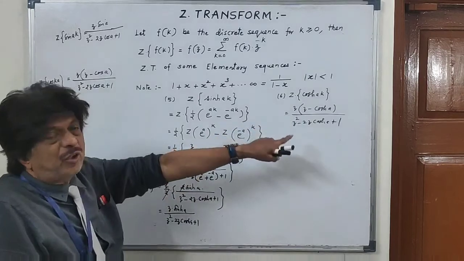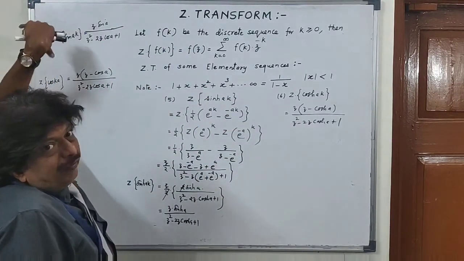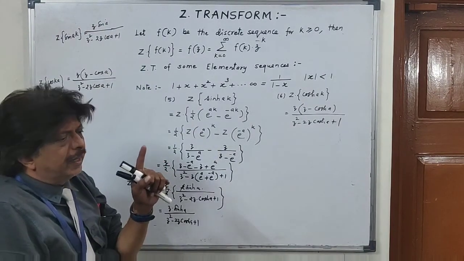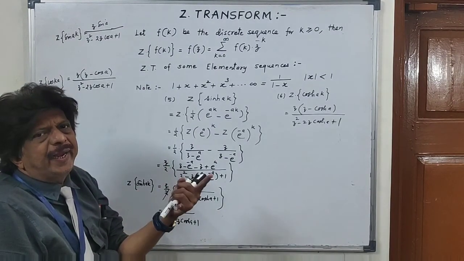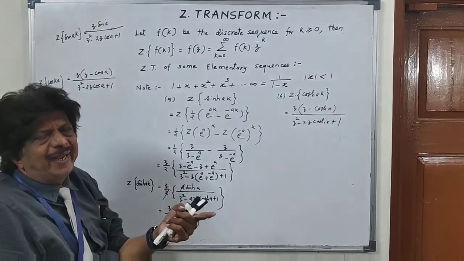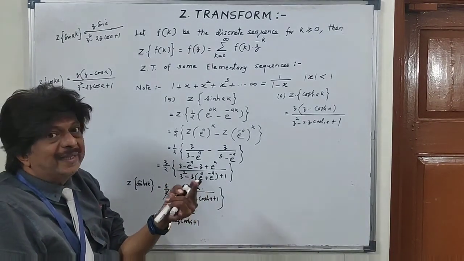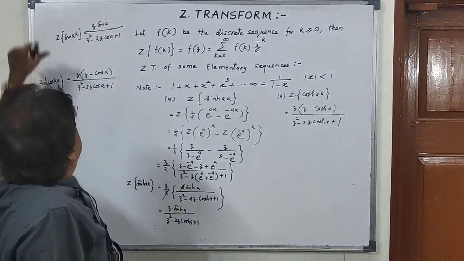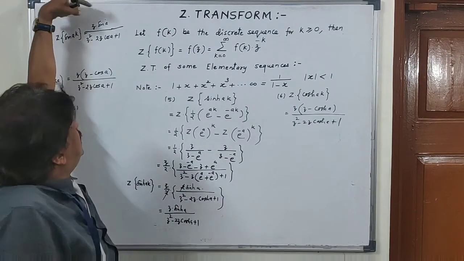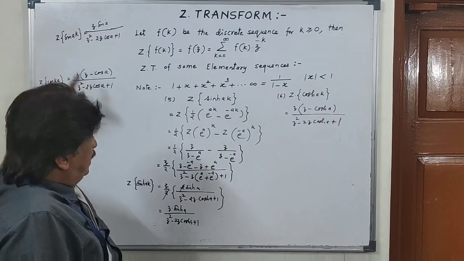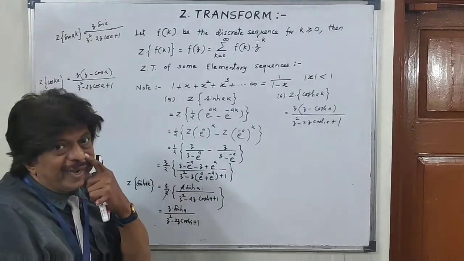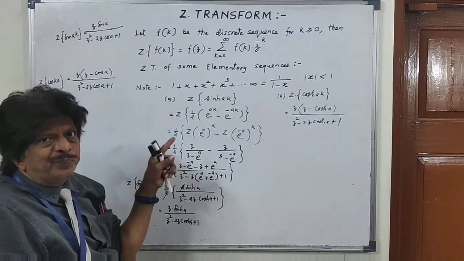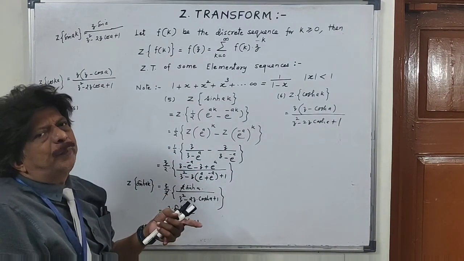Sin h of AK, cos h of AK, this is sin of AK, cos of AK. So these are the 6 transforms. First we have learned Z transform of A to the power K, Z upon Z minus A, number 1. Second was Z transform of 1 raised to power K, Z upon Z minus 1. Then sin of AK, third. This is cos of AK, sin h of AK and cos h of AK. You need to remember these 6 standard or elementary Z transforms.